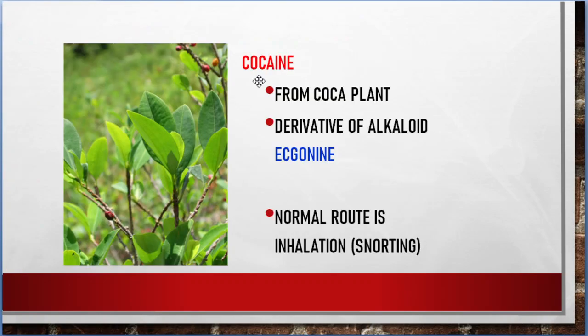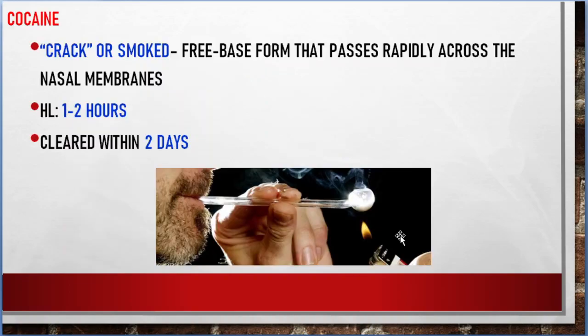First, let's discuss your cocaine. Your cocaine comes from the coca plant, which is a derivative of the alkaloid ecgonine. The normal route is actually through inhalation or snorting. This is usually done as crack or smoked from a pre-base form that passes rapidly across your nasal membranes. The half-life is only around 1 to 2 hours. That's why it can be cleared within 2 days.